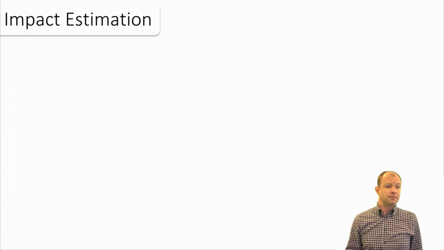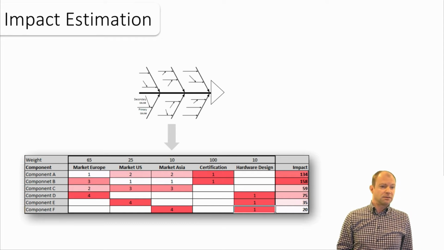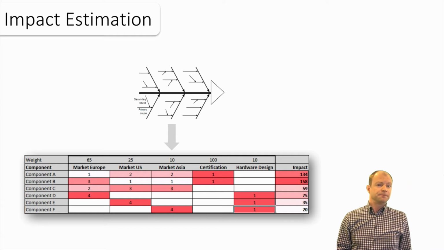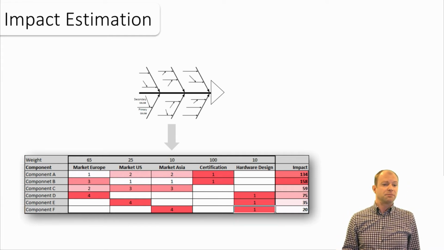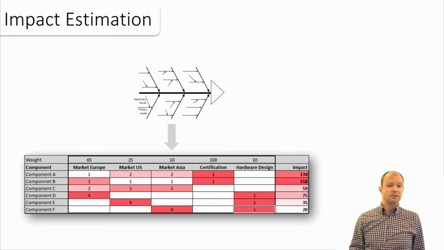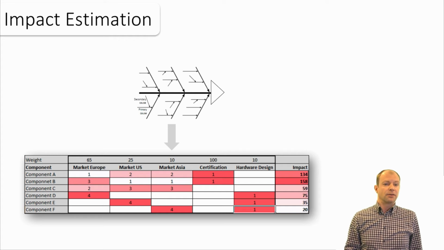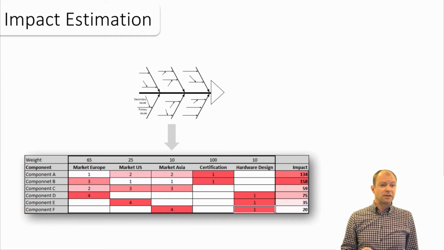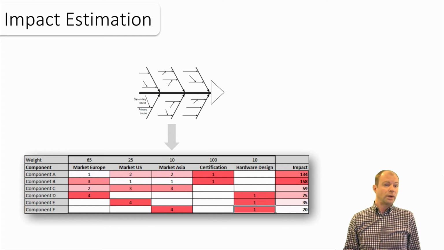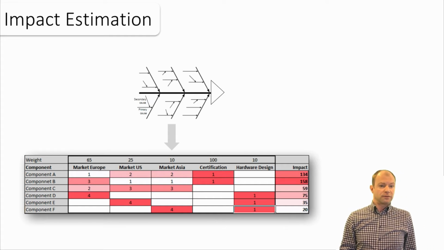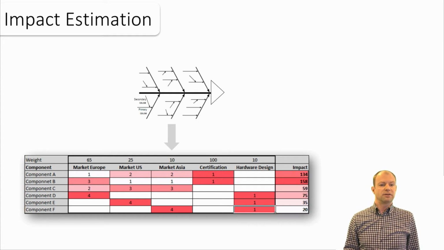Then we calculate the estimation of the impact, and this is done as follows. Impact values express the consequence of risk items being defective. That means the negative effect that the defect in a specific component has on the user or customer and ultimately on the company's business success. Several influence factors can be identified and weighted according to their importance. In the example, the 5 factors: market Europe, market US, market Asia, certification, and hardware design are considered to compute the component's impact as weighted mean.